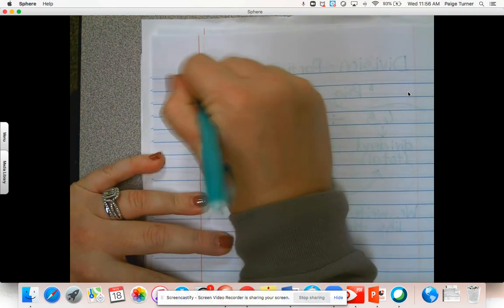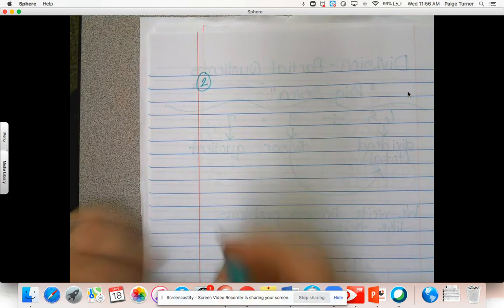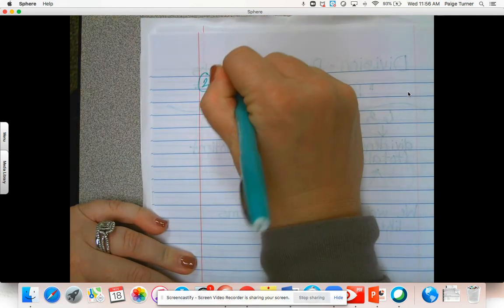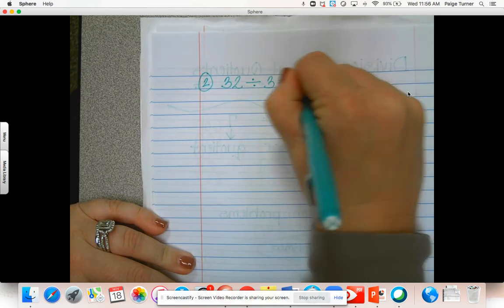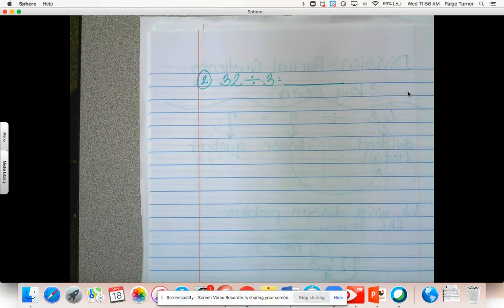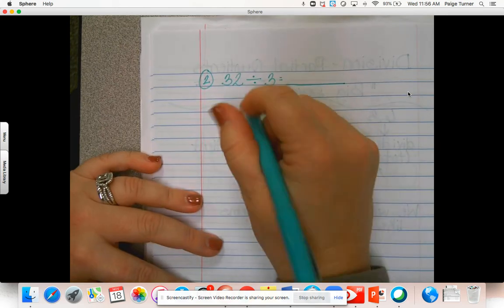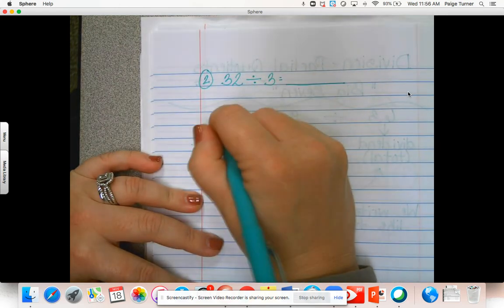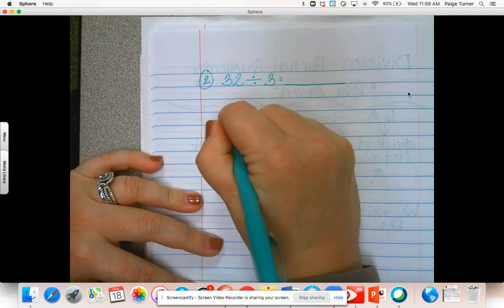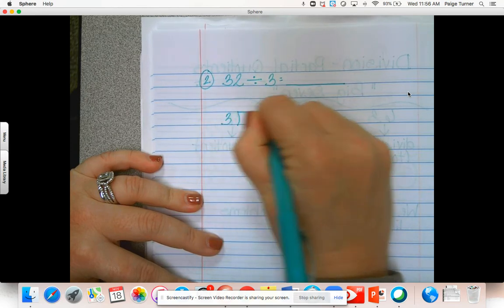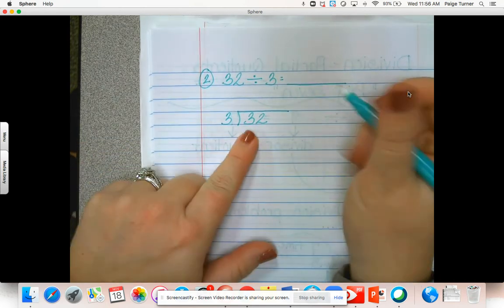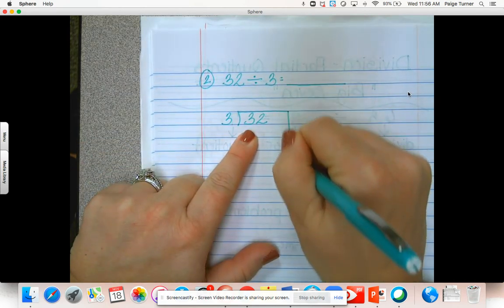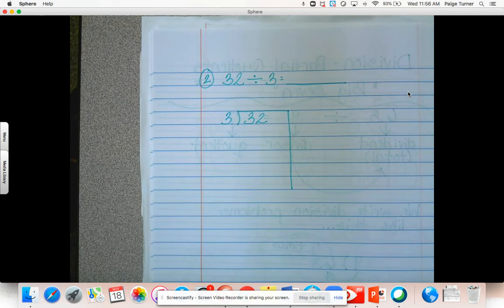All right, so our second example, number 2, let's do 32 divided by 3. 32 divided by 3, okay? Let's go ahead and set that up. So skip down a couple of lines here. Give yourself some room to work. So remember, the 3 is going to go on the outside. The 32 is going to go on the inside. That's your dividend, also like your total. And then we want to make our big 7 here. Okay, so it actually does look like the number 7.